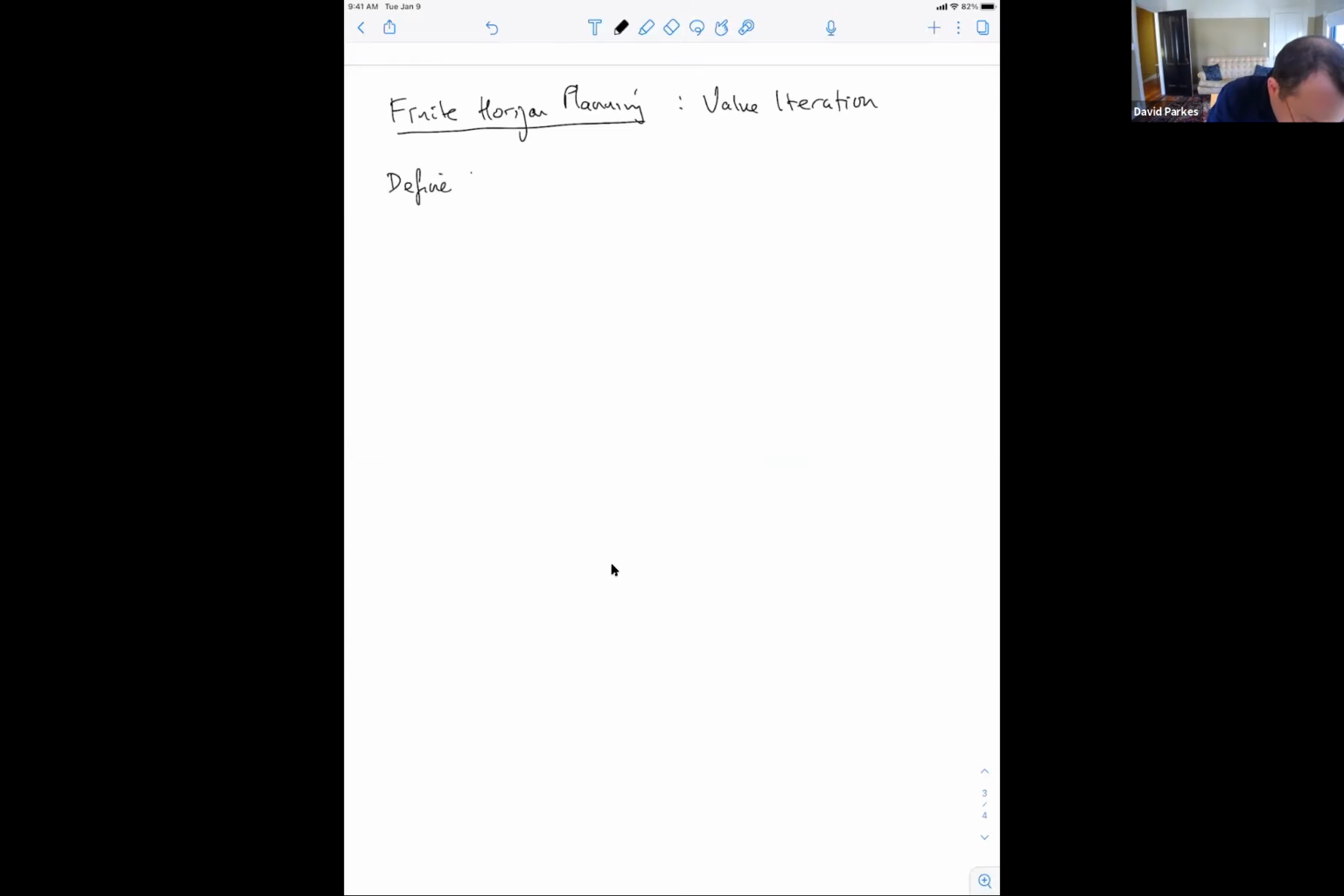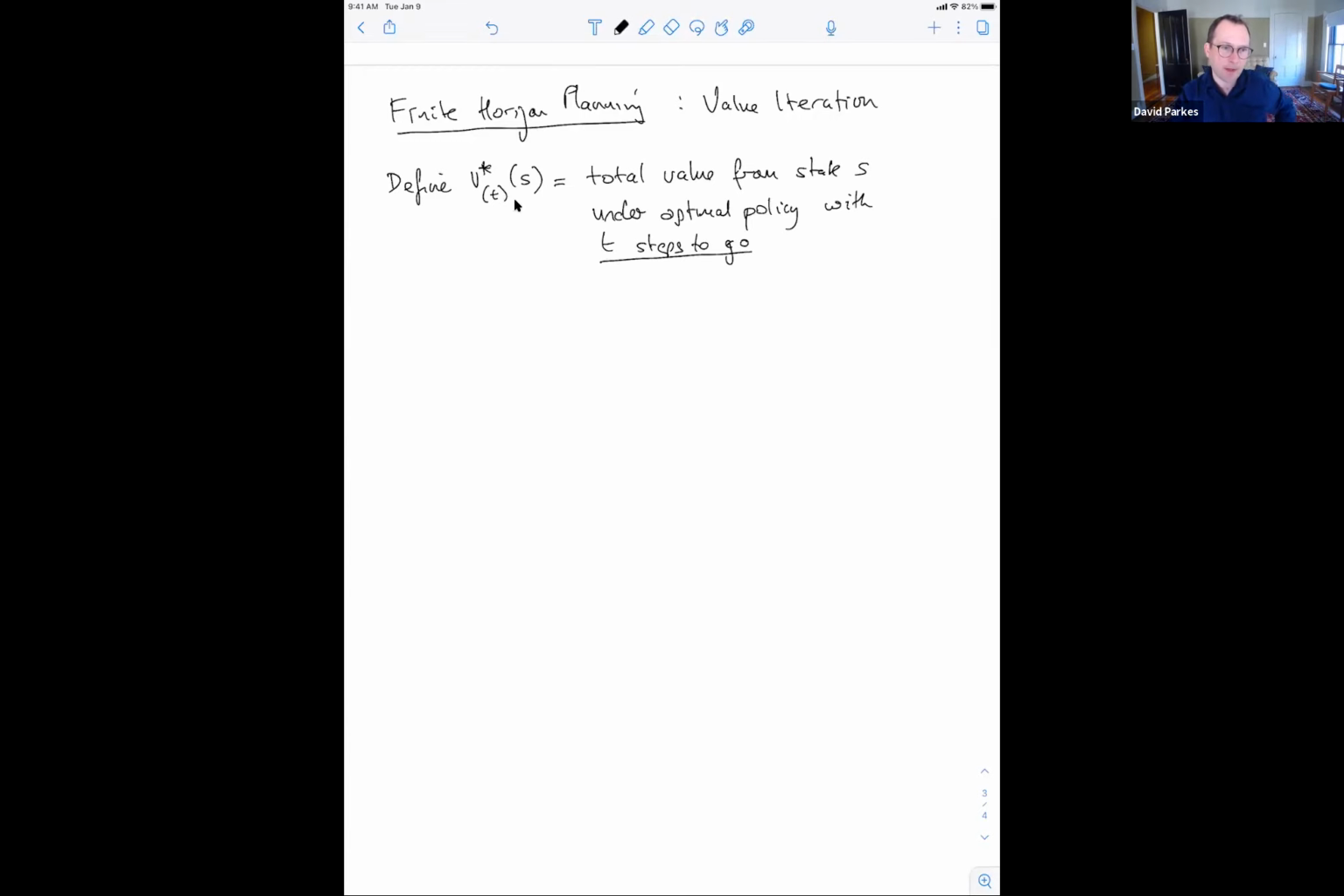So let's talk about the finite problem. Let me define this to be the total value from state S under the optimal policy with T steps to go. And I want to emphasize that the reason I'm writing this in a parenthesis underneath rather than just T is that normally when we index by T, it will mean the T-th step. In this case, this is T steps to go, which is why I'm writing it with the parentheses. So V star sub brackets 1 would be the last action you will ever take.